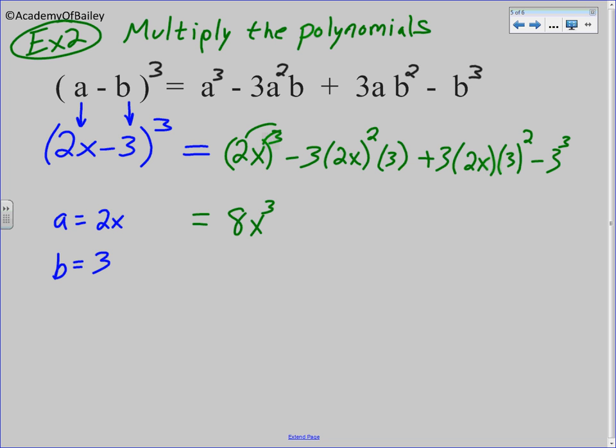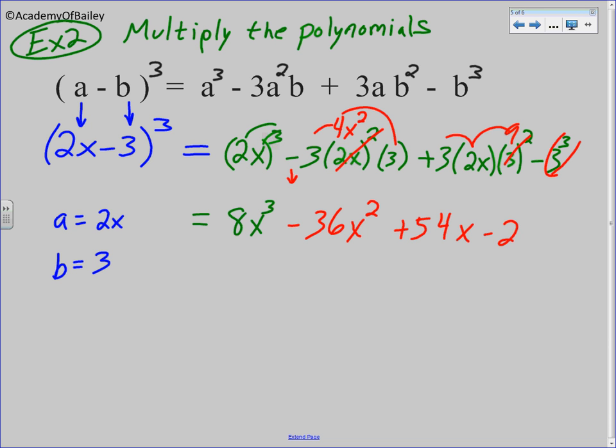Okay, now let's just go ahead and do some simplifying here. Right here, this is going to become 4x squared. So 3 times 4 is 12, and 12 times 3 is 36x squared. You notice I brought the minus sign down. This right here is going to be 9. 3 times 2 is 6, times 9 is 54. That would be a positive 54x. And 3 cubed is 27.